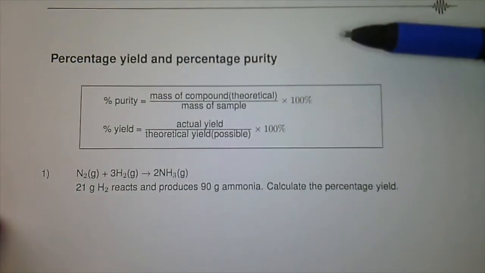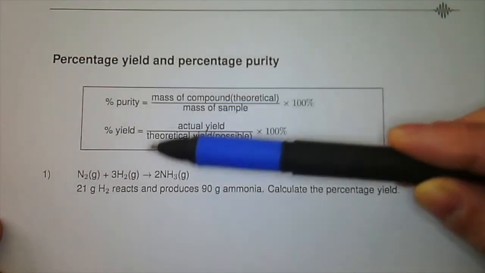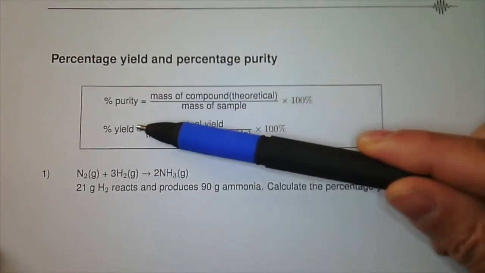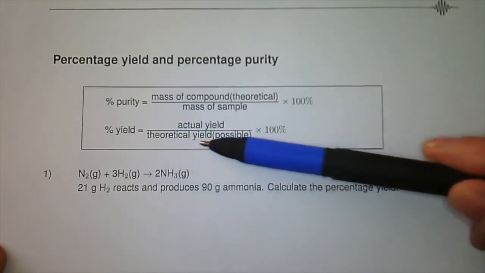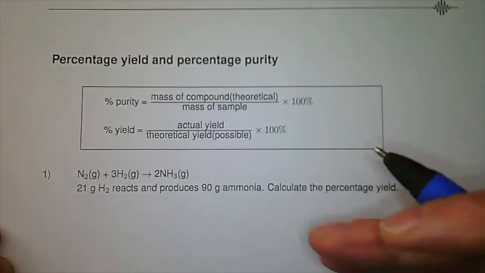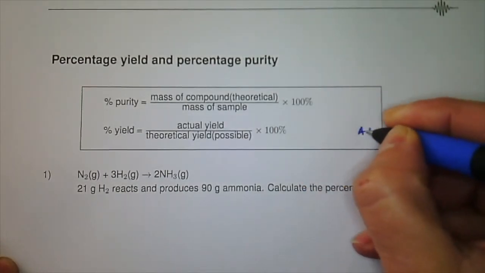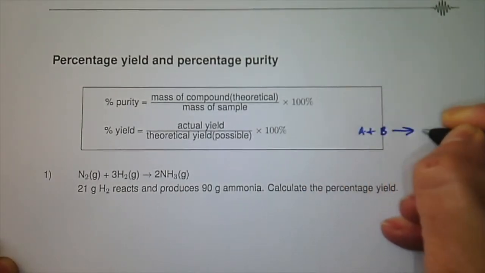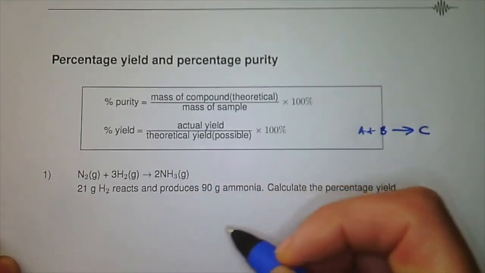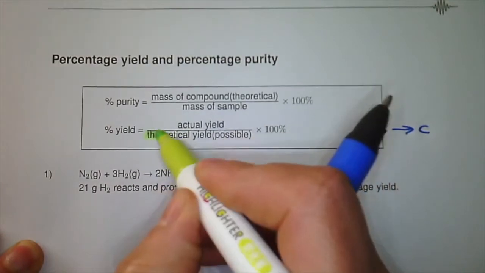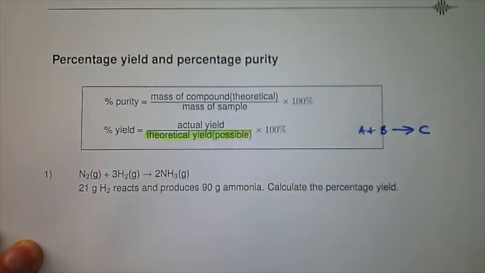Percentage yield and percentage purity. Now, if I look at percentage yield and percentage purity, they're different, and you really have to know which one is which. Now, let's look at percentage yield first. Percentage yield is what you produce. So with percentage yield, you will always have something like A, B giving you C, and with a mole calculation here, you are going to do a theoretical yield. You are going to work out what is possible. So on paper, what is possible?